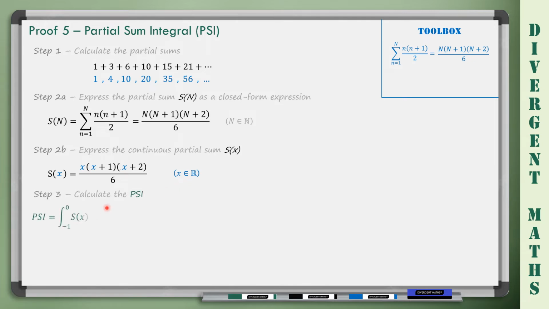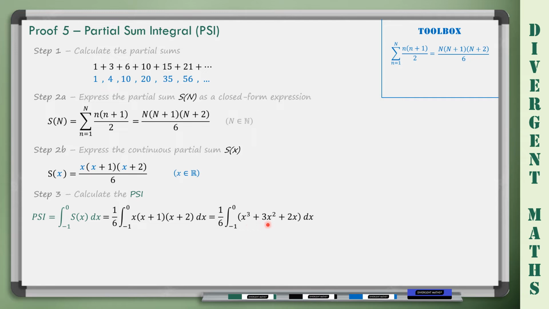So the PSI, by definition, the partial sum integral, is the integral from negative 1 to 0 of S of x, which is a continuous partial sum, dx. So let's plug it in. We pass the 1 over 6 in front. So 1 over 6 integral from negative 1 to 0 of x times x plus 1 times x plus 2, the expression that we have here, is equal to, instead of having a triple product, let's have rather a triple sum. So we develop all of that.